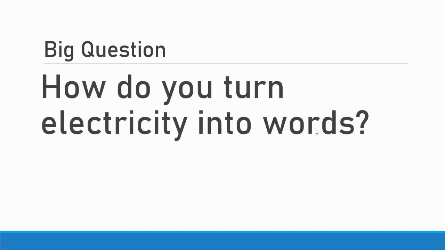Now, the big question for these 4 to 5 weeks is going to be, how do you turn electricity into words? Now, that's a strange concept, isn't it? How is it that we're able to type an A on our keyboard and the computer knows that we need to have an A on the screen? How do we have these words on this screen at this precise moment? It's all about how electricity is perceived by the computer and then translated into something else.